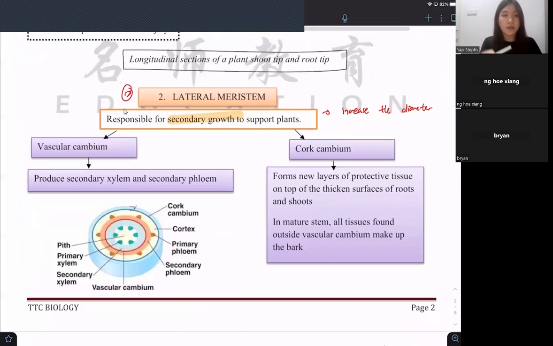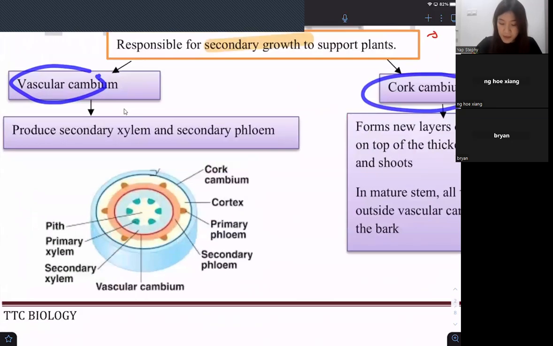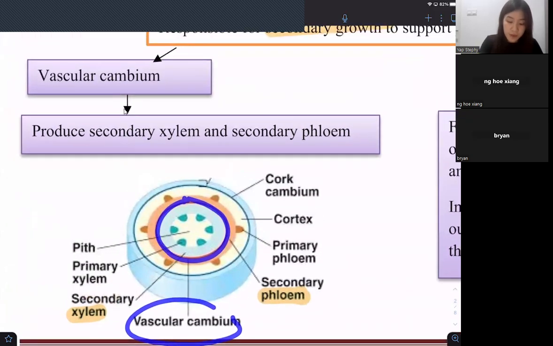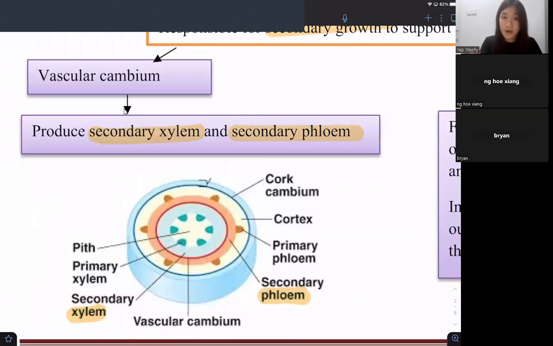Lateral meristem we can find in two places. The first one is the vascular cambium, and the second one is the cork cambium. Vascular cambium is here. Xylem and phloem we name as a vascular bundle, vascular tissue, right? So between the xylem and the phloem, you can see the red ring, this one is the vascular cambium. The vascular cambium helps to produce a secondary xylem and a secondary phloem. So this is the function.